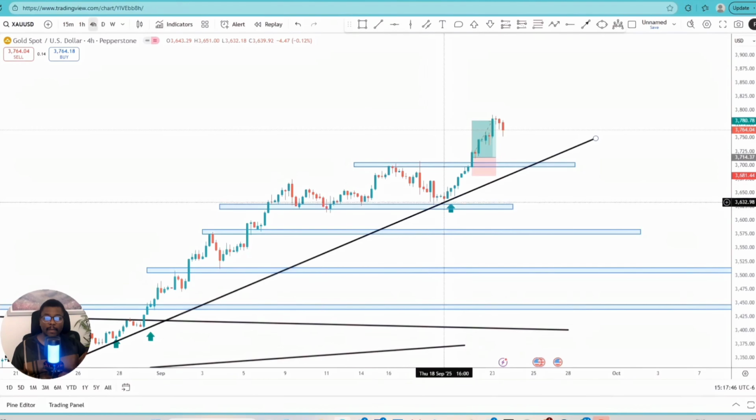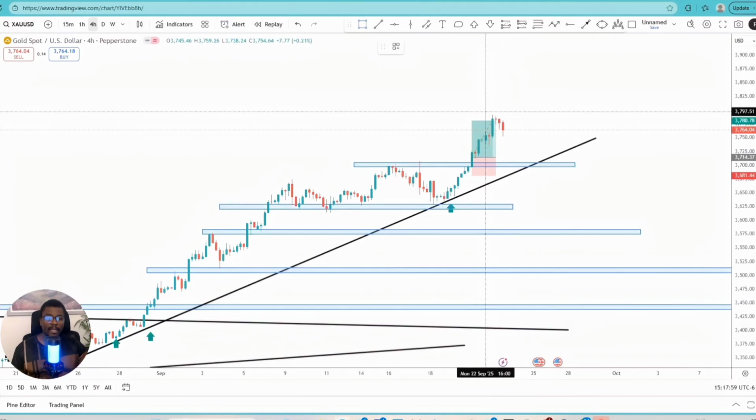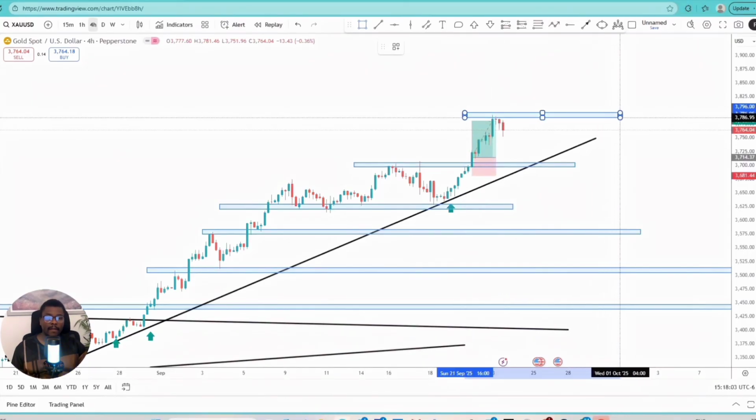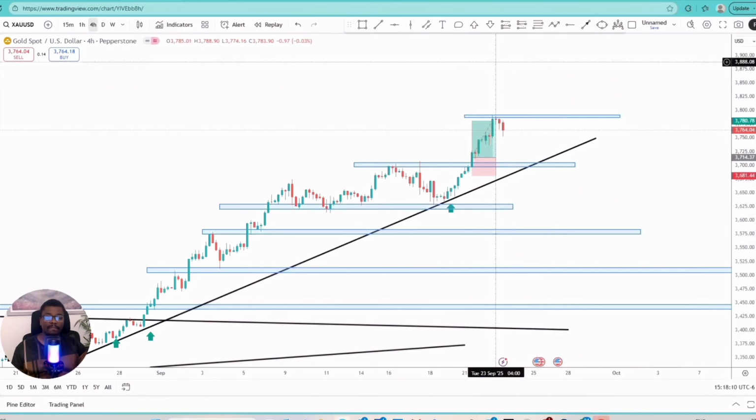You can see price bouncing off this support level here, which also coincides with the trend line, and continuing up to the upside. Price broke through this previous high and formed an all-time high over here around the 3790 level. So essentially, this is the new high that price has formed, and we can see price retracing from that level now.